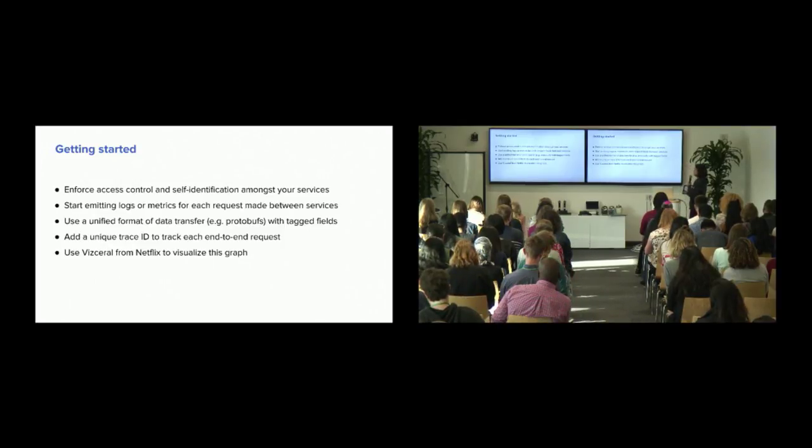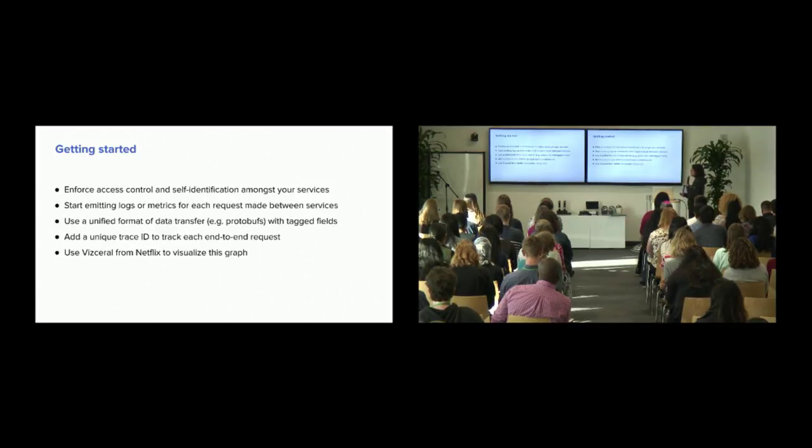I'm someone from InfoSec, obviously. Enforce access control and self-identification between your services so that your services know who they're talking to. This is also just good security practice. Start emitting logs or metrics for each request made between the services. This is just a good idea overall because you can get a lot of insight in terms of how well your service is performing, whether there's latency creeping up or whether your QPS is suddenly going high.